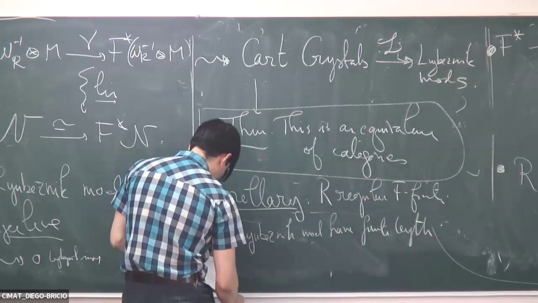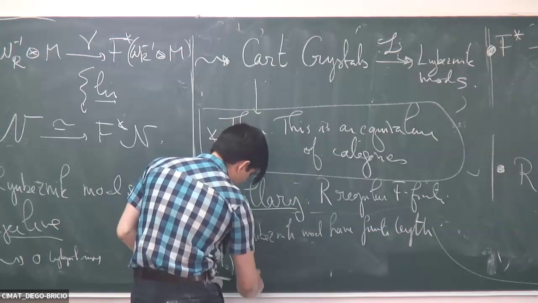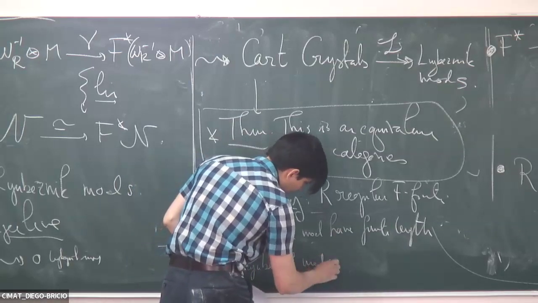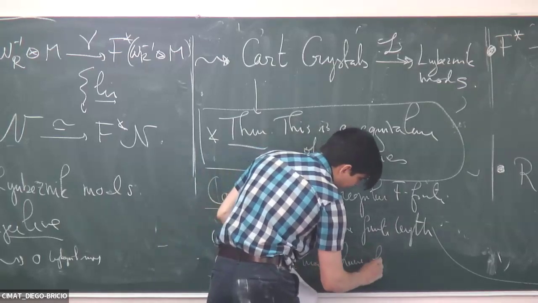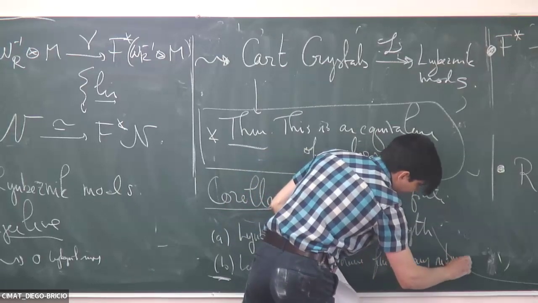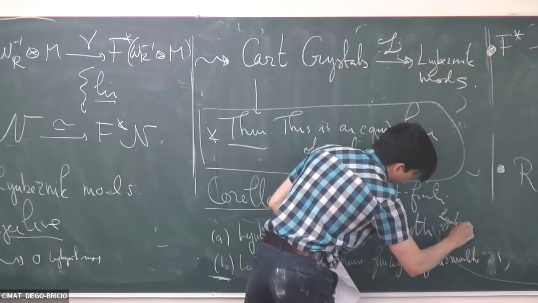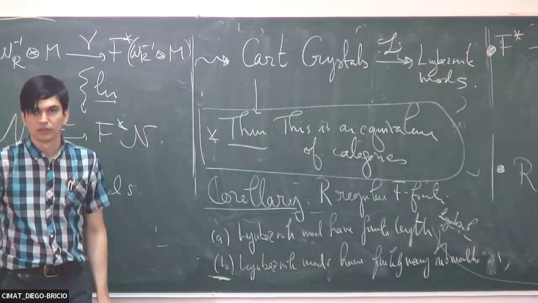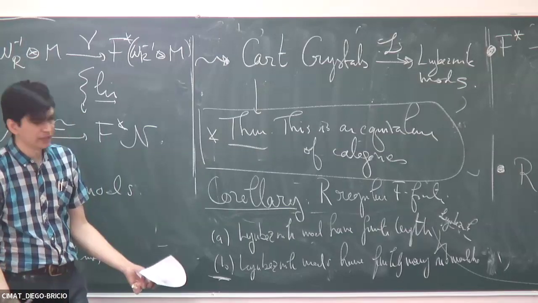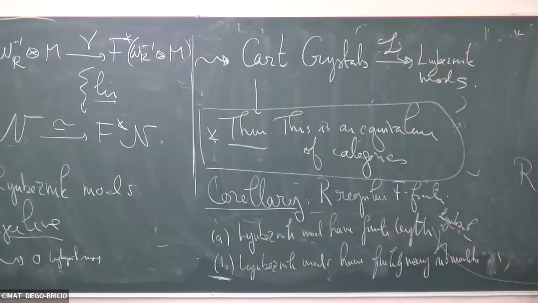And this is what we really need here. The Lyubeznik modules have finitely many submodules. So in this category, any object has finitely many sub-objects, if you want to be very abstract. And then we have this absolutely glorious corollary.